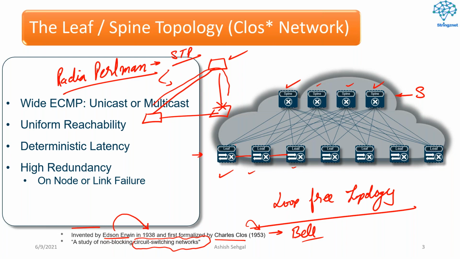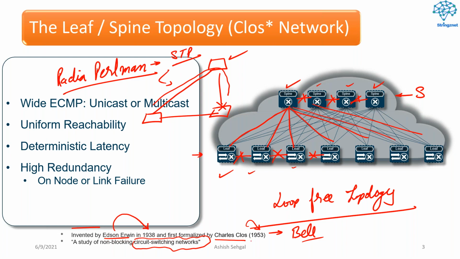The beauty of this particular connectivity is that all the spine switches are connected to all the leaf switches and vice versa. But there is no spine to spine connectivity and no leaf to leaf connectivity. And by virtue of this simple connectivity, we just simply avoid any kind of layer 2 loop. Well, this is about the topology.